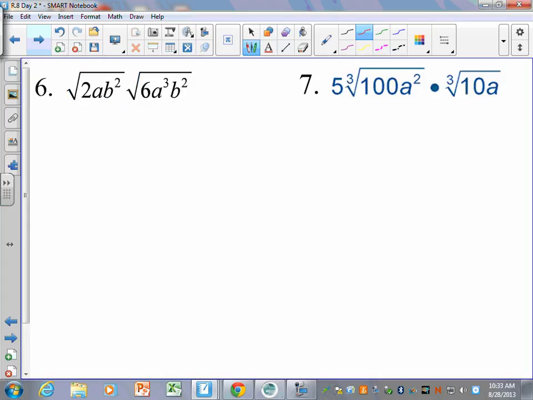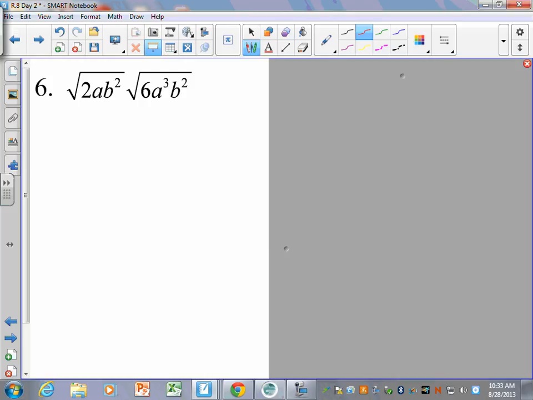What about if I gave you something like this? So this one is two different square roots multiplied times each other, right? There's nothing in between there, but you can put a little times sign if you want. It's the square root of 2ab squared times the square root of 6a cubed b squared. And for the most part, looking at either one of those, do you agree there's not much you can simplify right now?